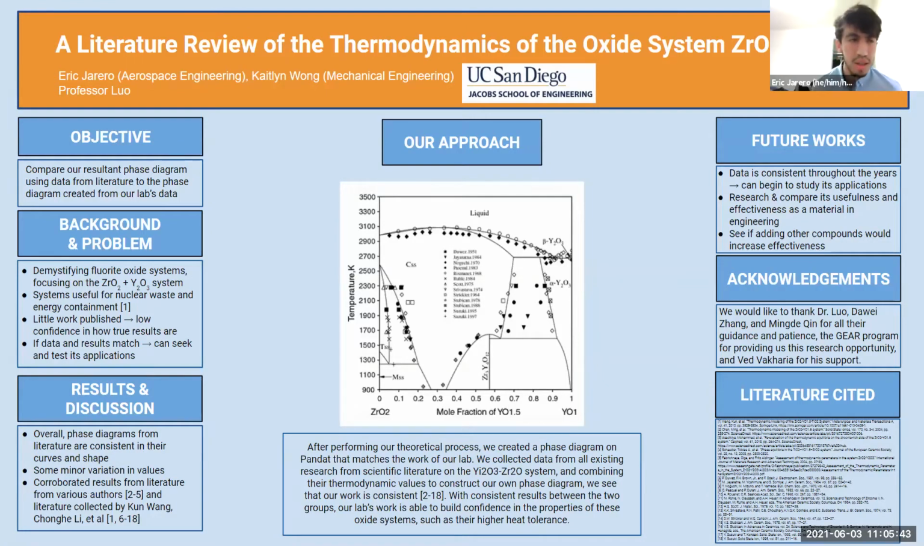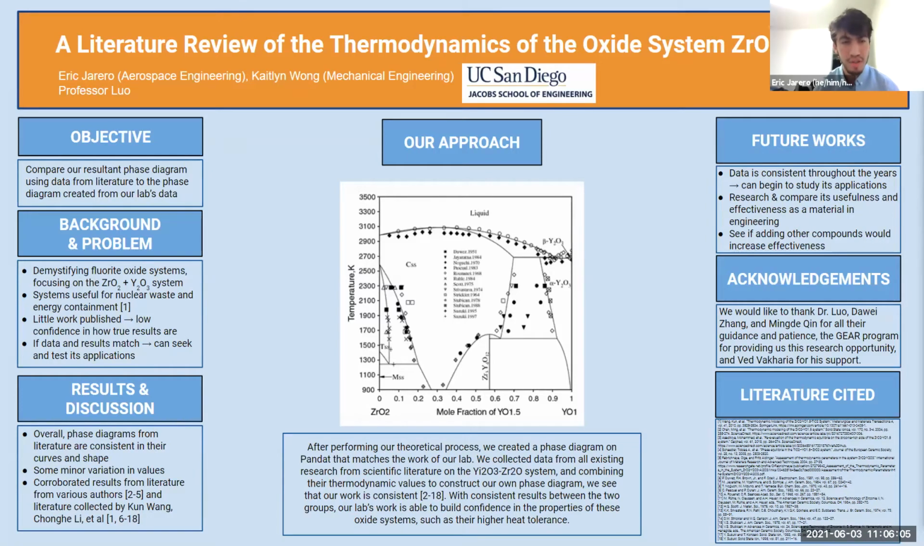So, results and discussion. From the phase diagrams, the functions and the parameters we found in literature span information from as early as 1951 to as recent as 2018. The results and data are consistent with the curve and the shape, which can be seen in the middle of our poster here. If we look closer, some of our values are essentially on the lines we created.